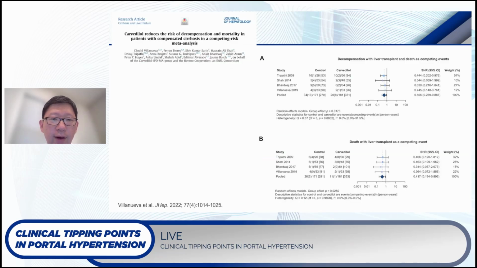And then in the final data slide here, I'll highlight that there's a competing risk meta-analysis that was performed specifically evaluating carvedilol and its impact on decompensation and mortality, up above decompensation and below on mortality. And what we see here is that there is a pretty clear signal in pooled analysis for decreased risks of these liver events.